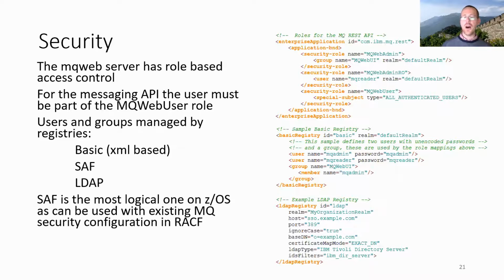And there's two parts to it. The first one is there's a user registry which defines which users have access to what. And there's a number of options for this, and they're all configured as part of the MQ web server. The simplest answer, if you just want to try something out, is you put the registry and the usernames and groups inside XML, and the web server manages that for you.